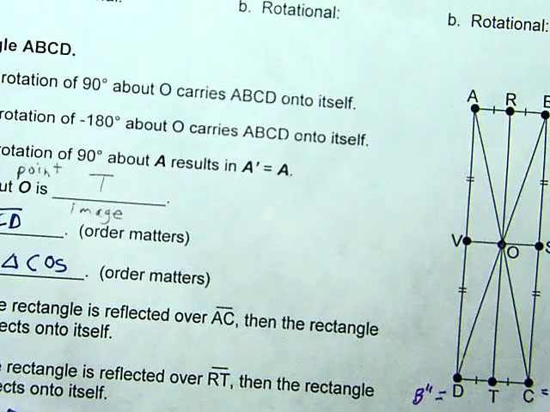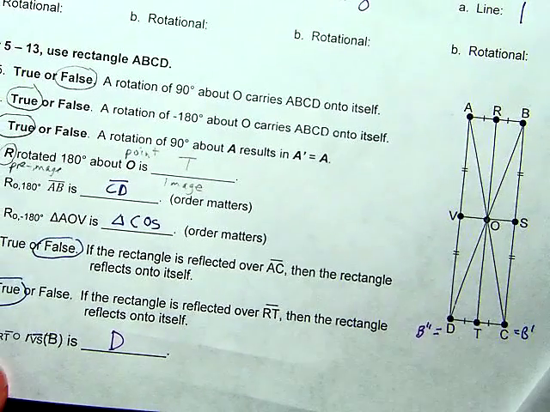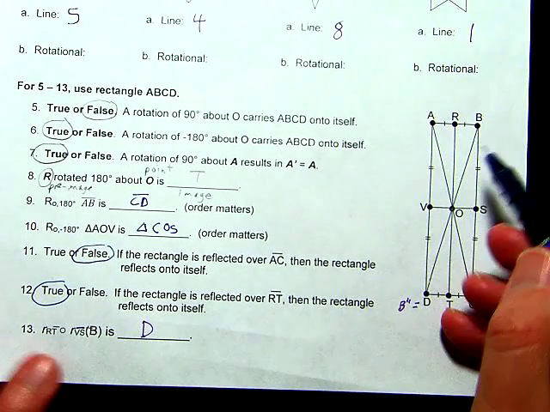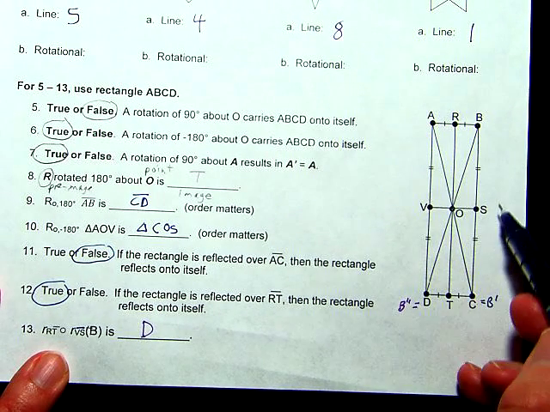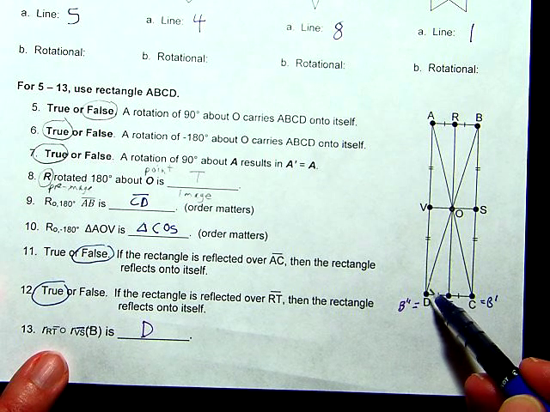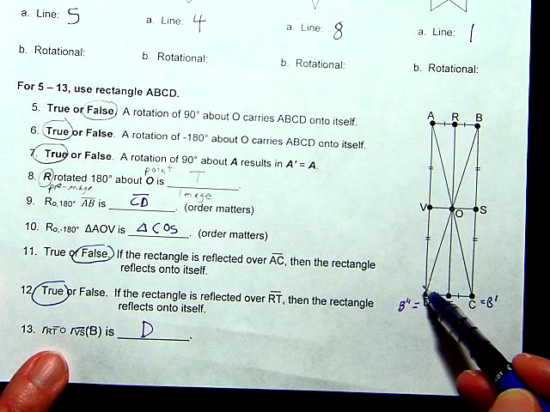What happened here is that we first reflected point B over line segment VS. That took us from here to here. And then we reflected that reflection, which is B prime, over RT, which took us from here to here. And we ended up with B double prime, but specifically on the diagram, it's point D.